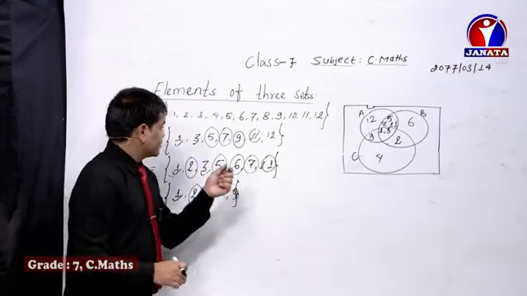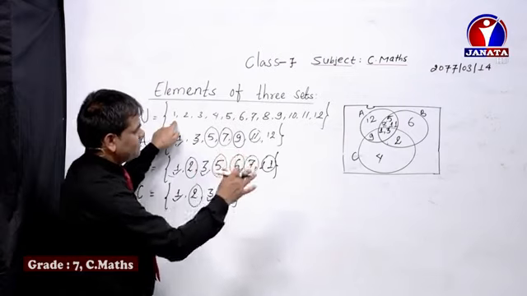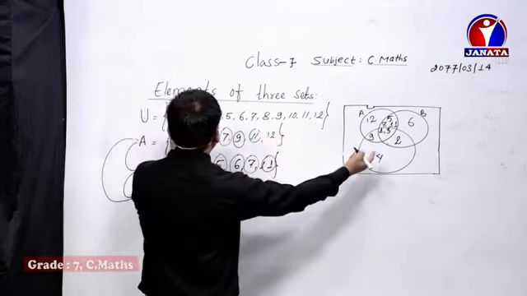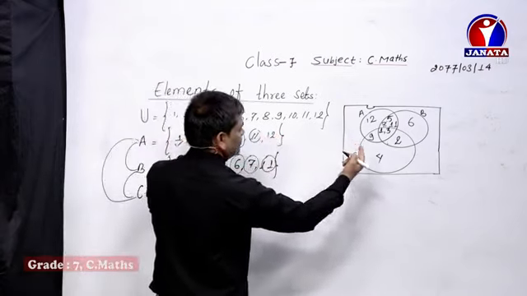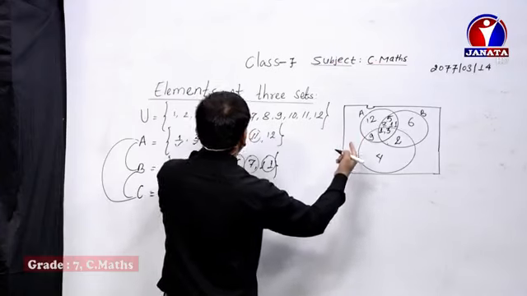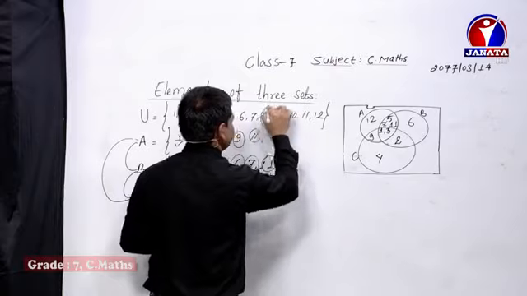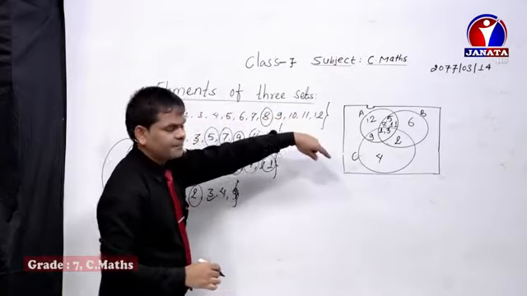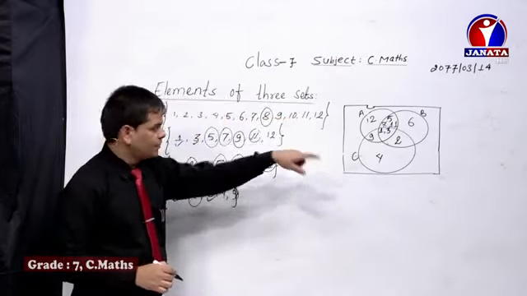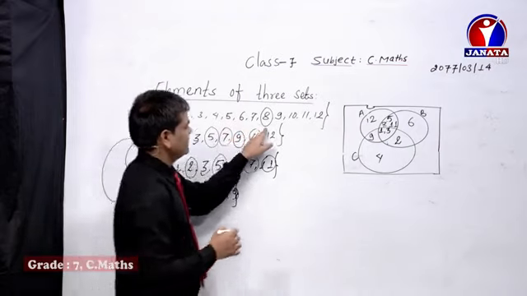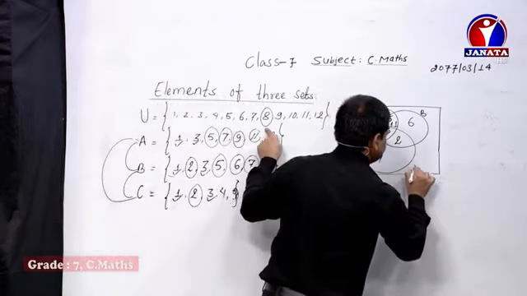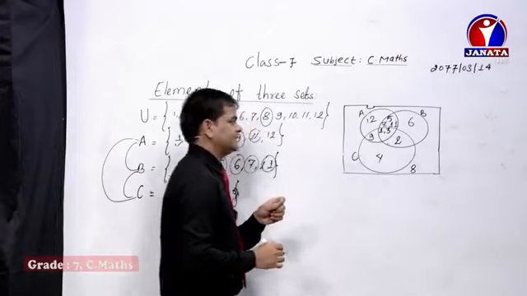Then if you see, dear friends, 1 we have already kept, 2 is there, 3 is there, 4, 5, yes, 6, 7, what about 8? Did you see 8 in any of the circles? No. That means 8 is the element which is the complement to this set.